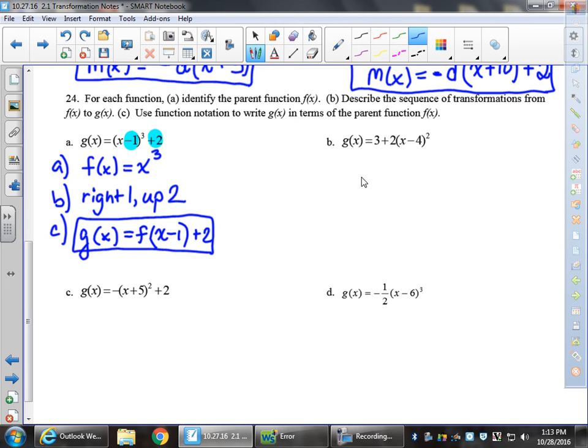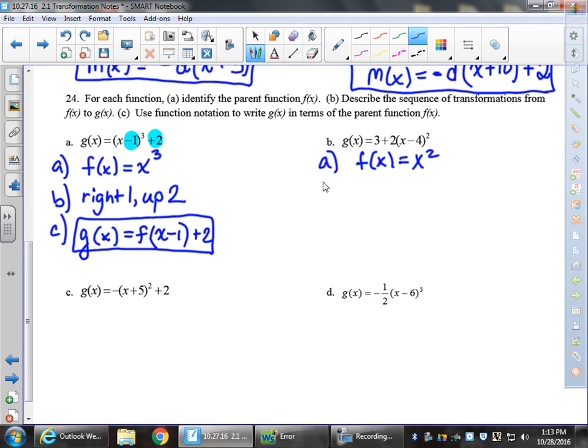Now that we have a feel, take a moment and see if you can identify what is the parent function for question B. I see that my highest power is 2. Therefore, my parent function is x squared.